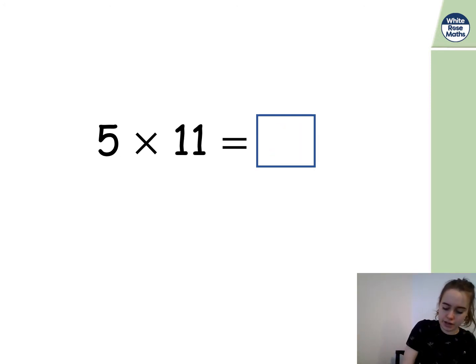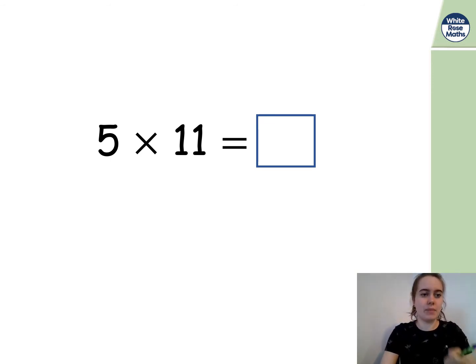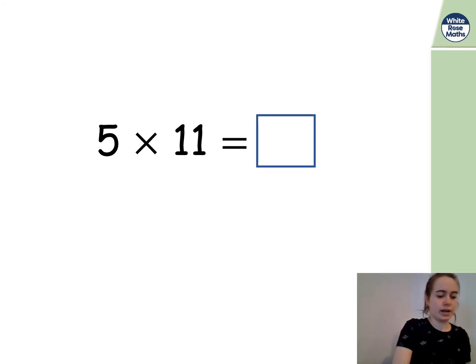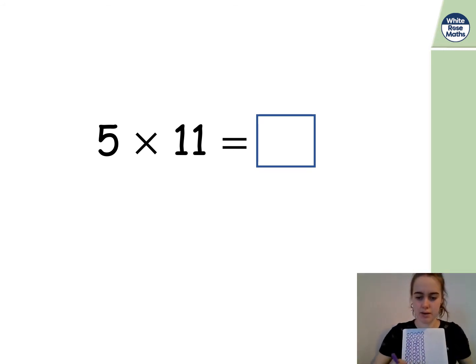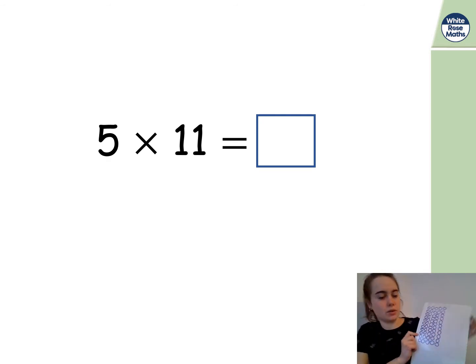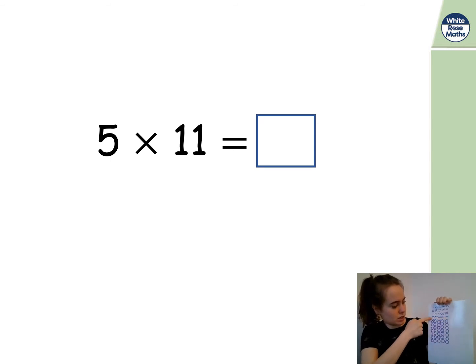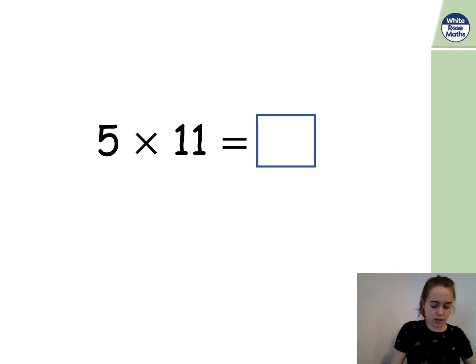Oh, this time 5 lots of 11. That's a bigger one. I'm going to pause my video again and come back with my array. Right, there we go. I have got my 5 groups of 11. So I can count up. I'm going to change it around this way because that'll be a bit easier to count. I'm going to write them out as I count them. So we've got 5, 10, 15, 20, 25, 30, 35, 40, 45, 50, 55. So my answer to 5 multiplied by 11 is in fact 55.